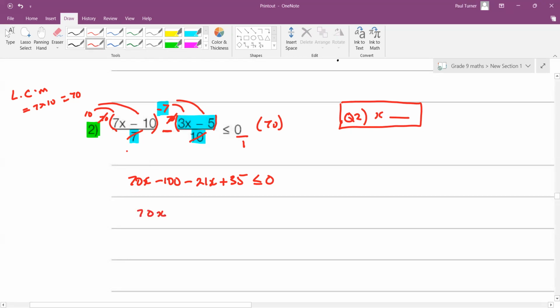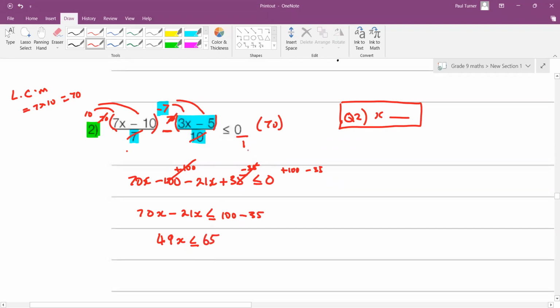So 70x minus 21x less than or equal to 100 minus 35. So I'm going to add 100 to both sides, and I'll subtract 35 from both sides, just so I can cancel that out. Or just move them and change the sign. So that would be 100 minus 35. 70 minus 21, that's 50. 49, isn't it? Yeah. X less than or equal to 65.